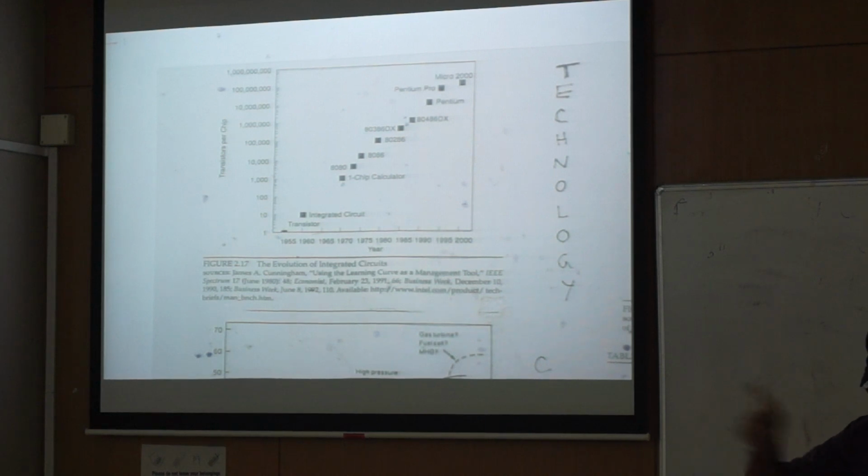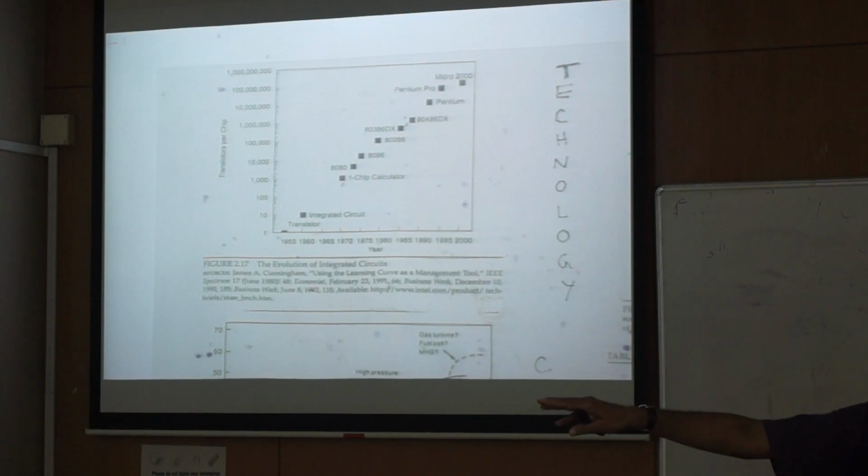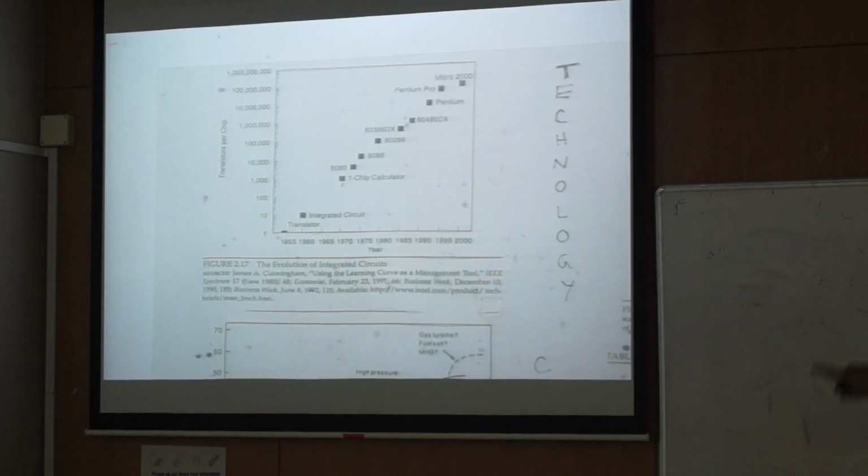Does that mean it will continue? Looks linear, on the log scale it looks fairly linear. Is that correct? Alright. Go down a little bit. Go to this figure.